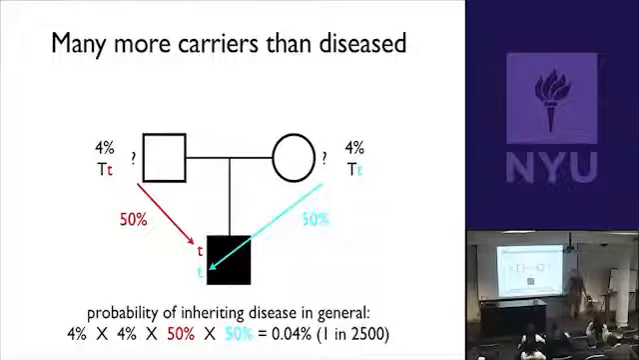So this is really interesting. If you just look at the carrier frequency, it's a 1 in 25 probability of being a carrier. But the probability of actually having the disease is much less. It's 1 in 2,500. The more rare a disease is, the lower the carrier frequency, the bigger the difference between the carrier frequency and the incidence in the general population.